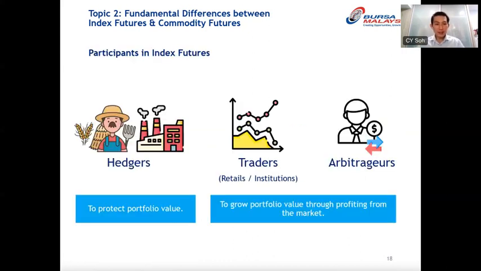Now, understanding the participants in index futures is important because there are three key participants. Hedgers' primary objective in using index futures is to protect their portfolio value, while for traders like you and I, or even arbitragers, the objective in the market is to grow their portfolio value by profiting from the market. They want to make money by trading futures. So they may buy low and sell high, or sell high first and then buy it back low later. So these are the participants of index futures.